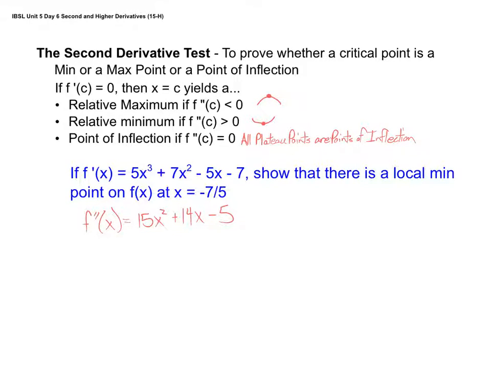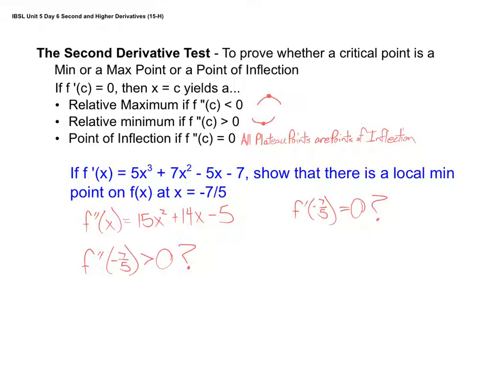So here's the thing. We have to check two things. Is f prime of negative 7/5 equal to 0? Notice we're just plugging it in. And then secondly, is f double prime of negative 7/5, to be a min point, greater than 0? We have to be concave up. So you notice this is a pretty simple process. We actually don't have to find the other critical values. This is where this is really nice.